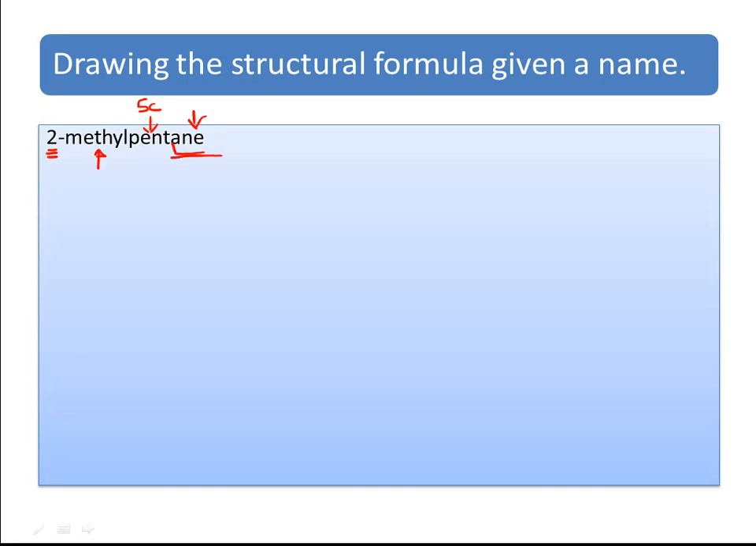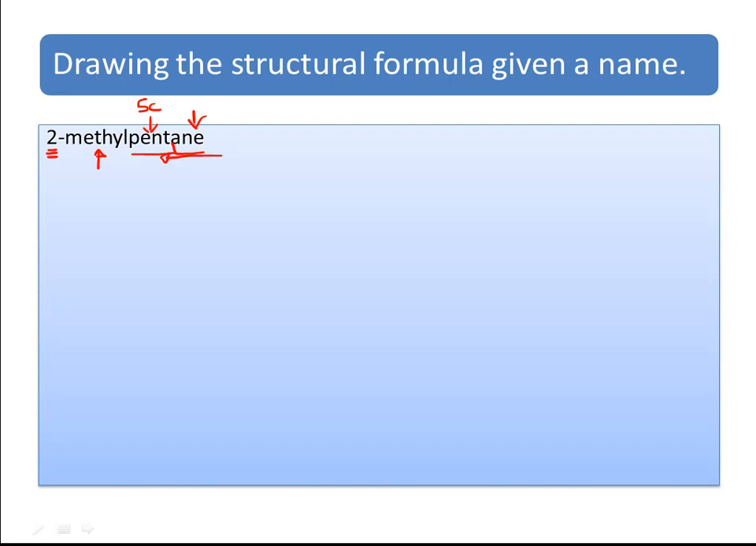So we read it backwards and figure out, first of all, whether there's a double bond or whether there's a multiple bond, and how many carbon atoms there are, and then we look at the side chains, on which carbon of this principal chain those side chains are sitting.